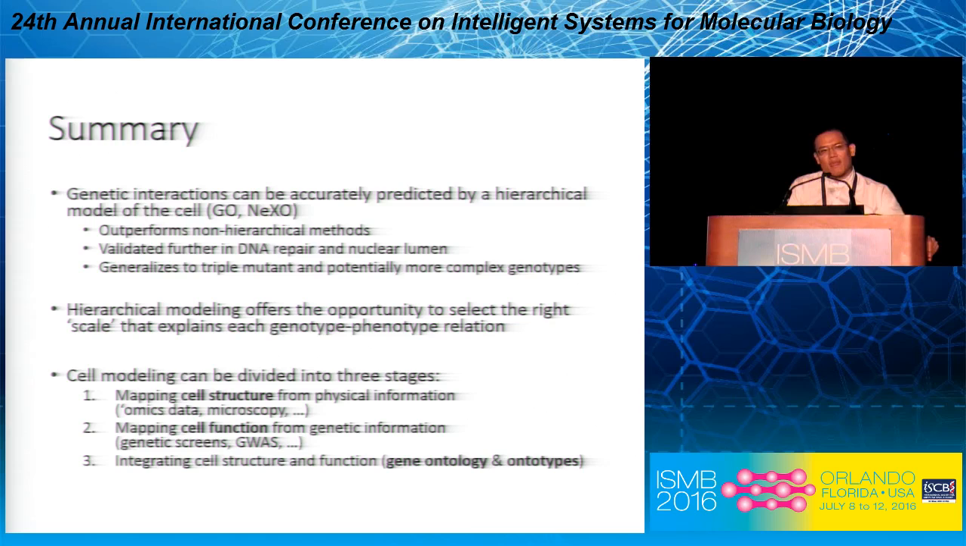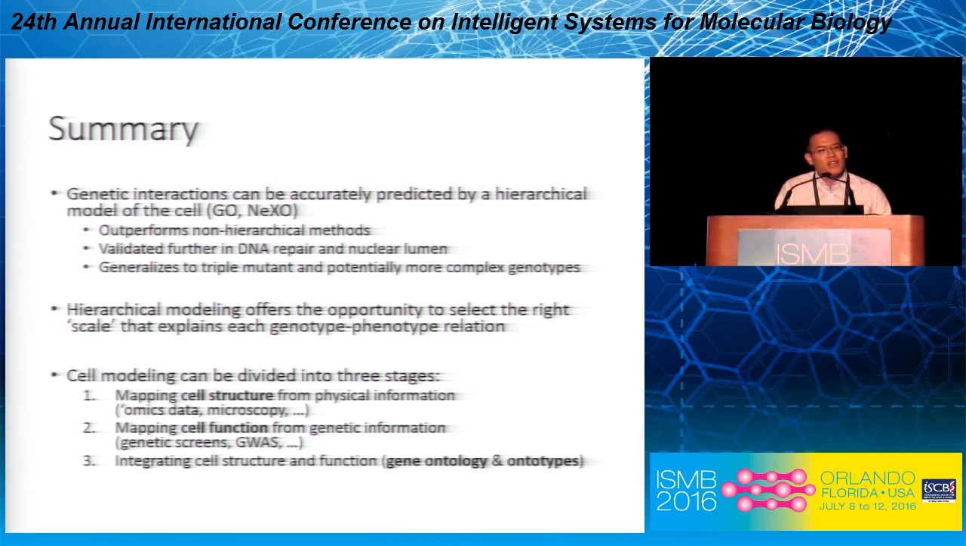And a little bit of modeling intuition of why this worked. We think that because we use the hierarchy, which spans multiple scales, it allows the model to examine and finally select the right scale that explains each genotype-phenotype relation. For some genotypes, you may need to look at a low level. For others, you may need to look at a higher level. And it's important to consider all scales simultaneously when training a model.